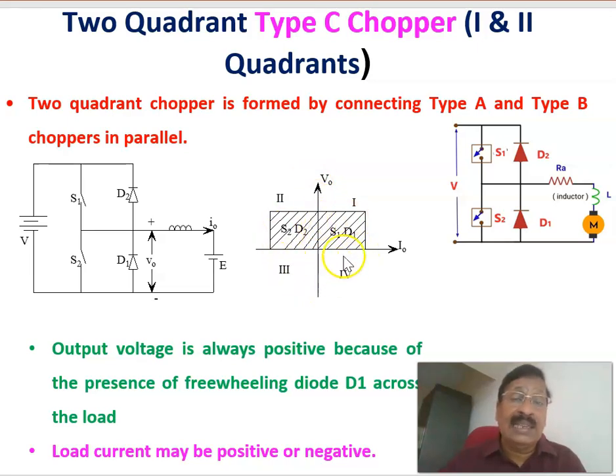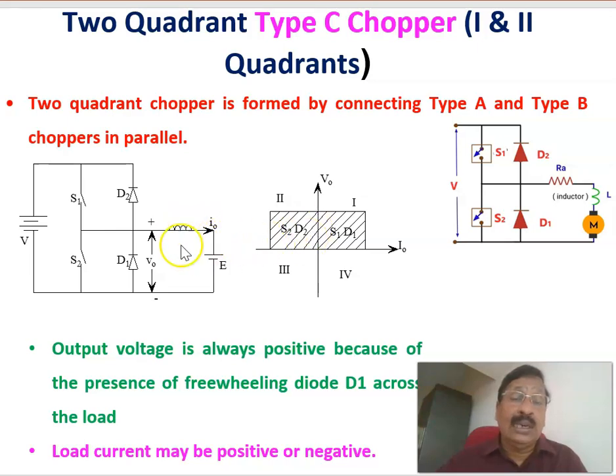Now in the mechanical plane, as I told you, this is the torque axis, and this is the omega m axis, the angular speed axis. Here the product of T and omega m is positive, or the product of current and voltage is positive, meaning that the electrical power is converted into mechanical power, that is, the power flow is from the DC source into the motor. Therefore, that is first quadrant operation.